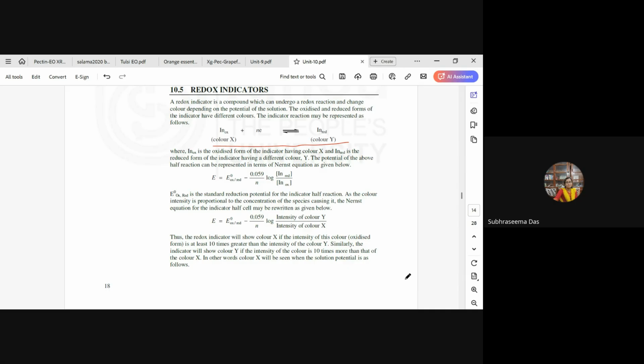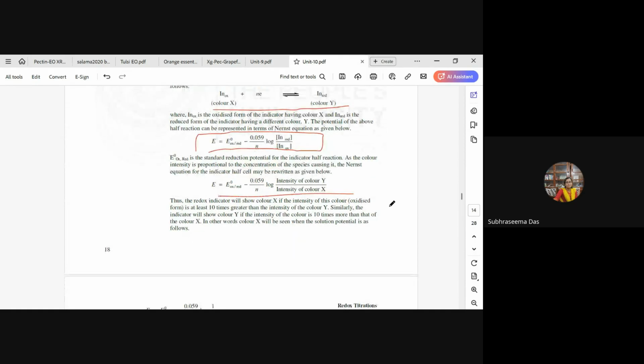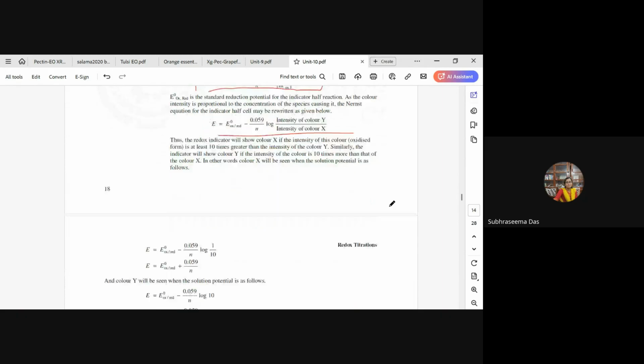If we look into the Nernst equation, we can write it in terms of concentration. Alternatively, as we know that color is proportional to the concentration of the species, according to Beer-Lambert's law the color or the absorbance is directly proportional to the intensity. So we can write it in this form that is given in yellow. That is, the redox indicator will show color X if the intensity of this color is at least 10 times greater than the intensity of Y.